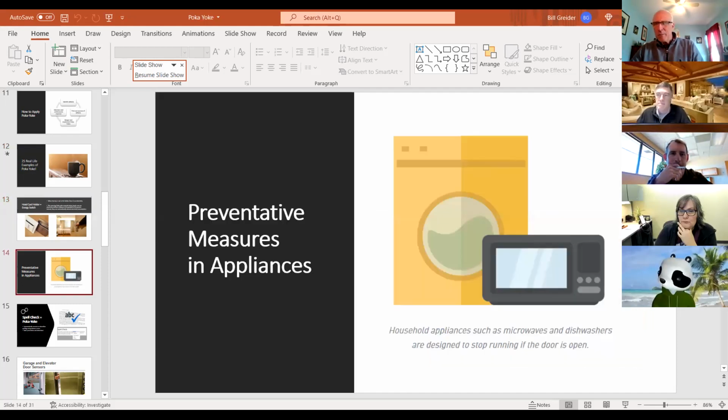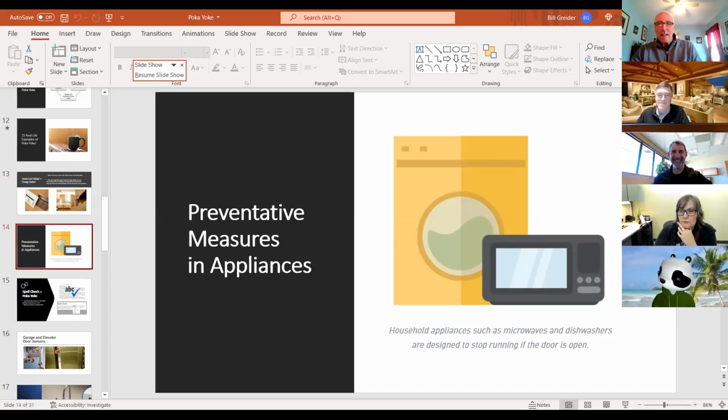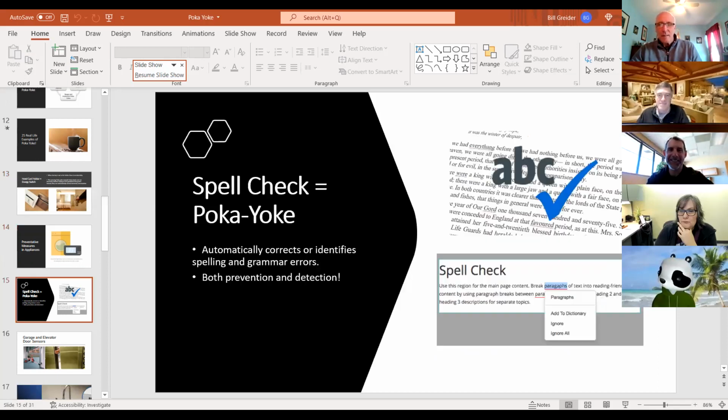How about a microwave? What's the mistake proofing? Oh, you guys can't talk. I can't put my hand in there and close the door, right? I have to close the door before it'll start. Same thing with my washing machine, because people, I guess, used to do that. Things like spell check, that's a Poke-Yoke, helping you spell things.